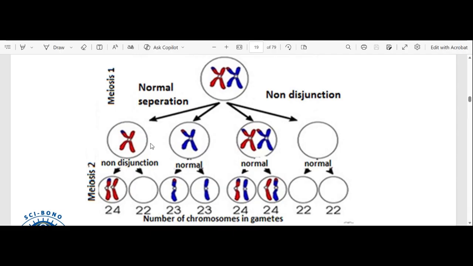Does that make sense? Okay, now let's go to this cell. I hope you are following my pointer here. Let's go to this cell. Can you see this cell? Here. Can you see this cell?